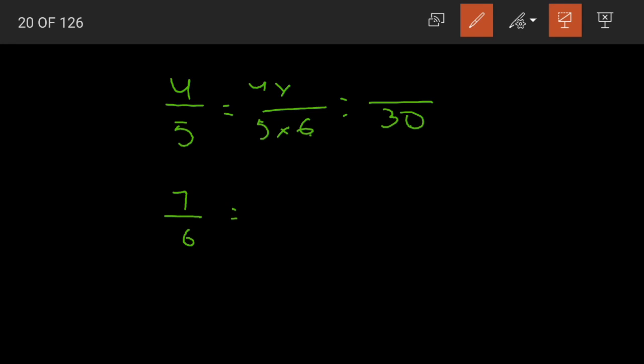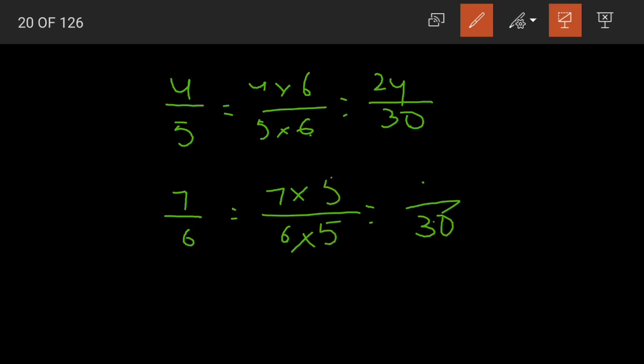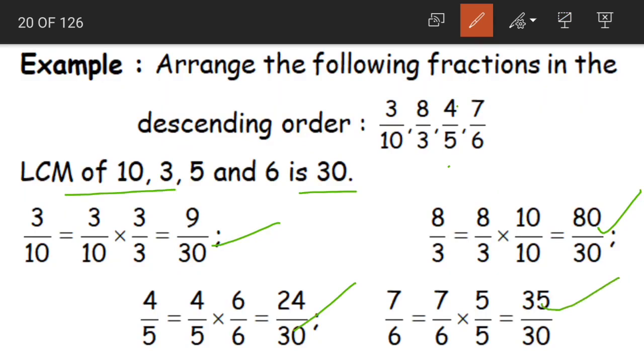Next we have 4 by 5, 7 by 6. Again we have 5 here. How will we get 30? 5 sixes are 30 and we have 4 sixes are 24. Now again 7 by 6. Now 6 fives are 30 and 7 fives are 35. So our fractions are 24 by 30 and 35 by 30. Understood, children? The second step is also done, that is expressing the fractions with LCM as their common denominator.